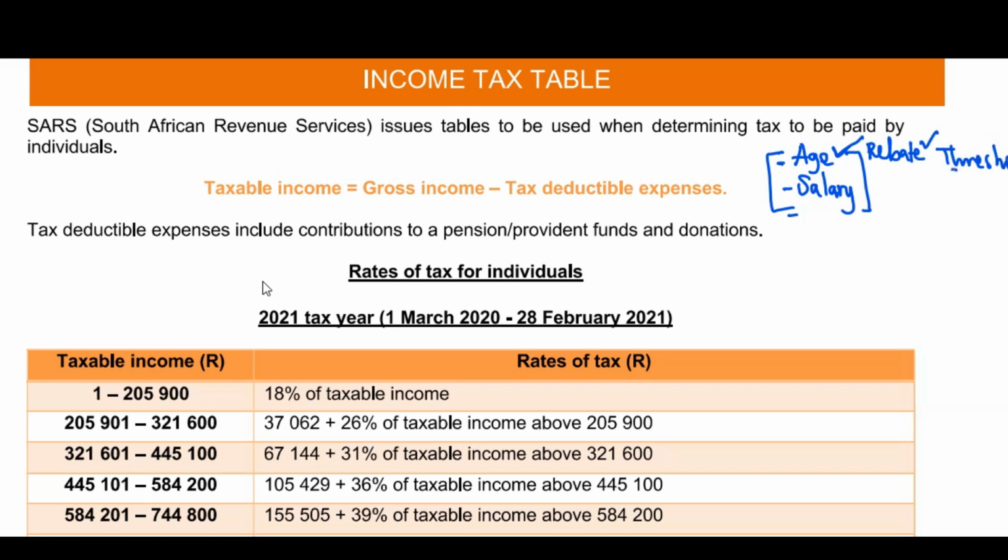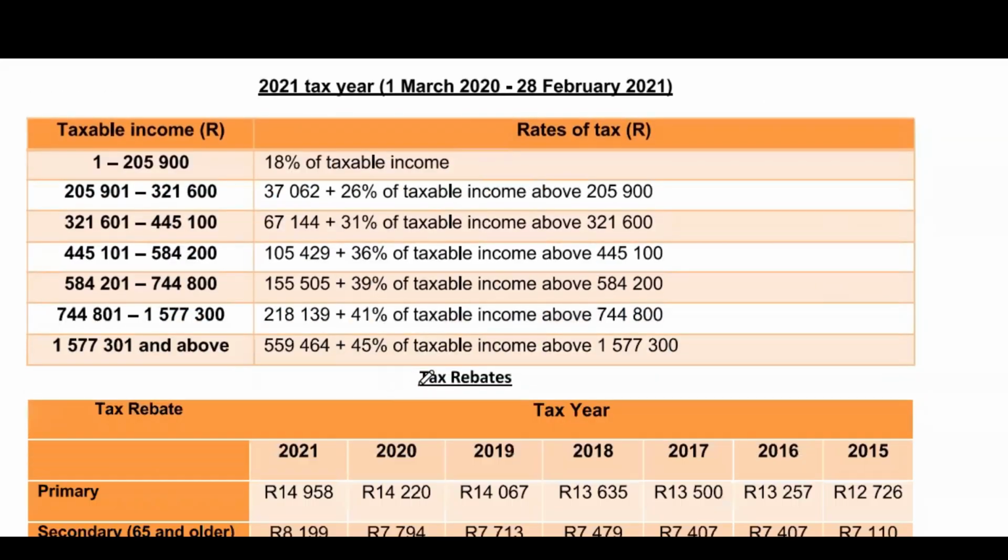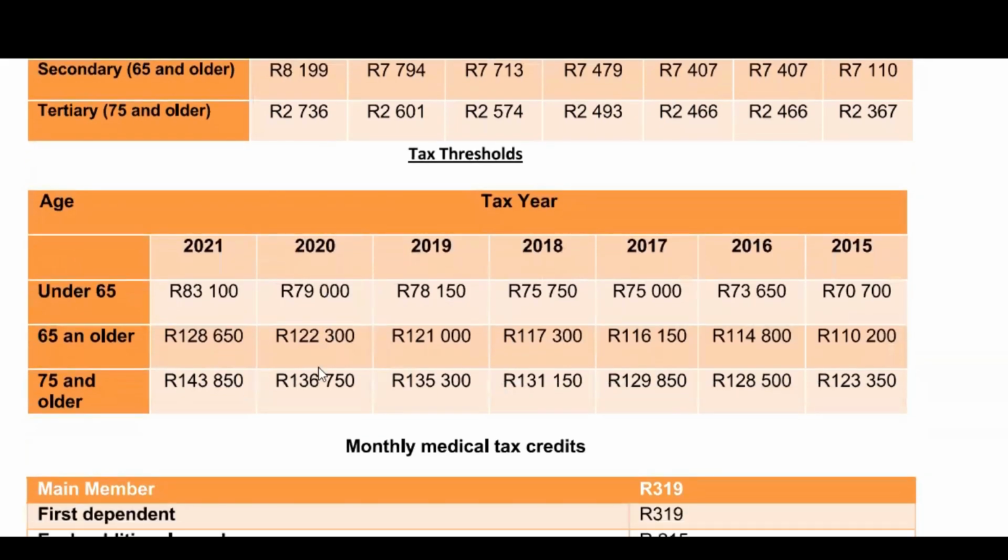When you look at threshold, this is the determinant. What does it determine? It determines whether one will pay tax or not. We shall see as we go on. I'm using some tables down here. These are the thresholds. We say it determines if one pays tax or not.